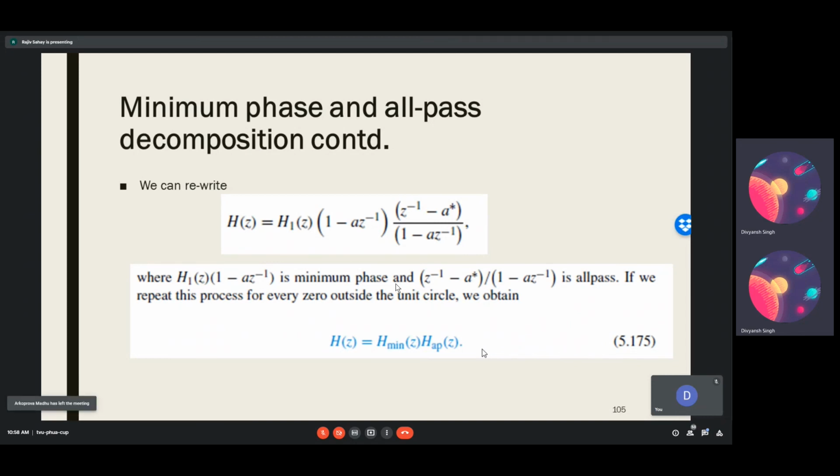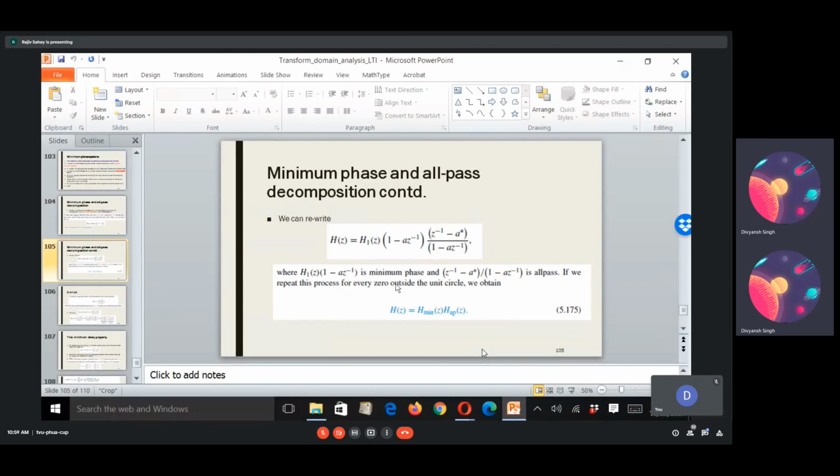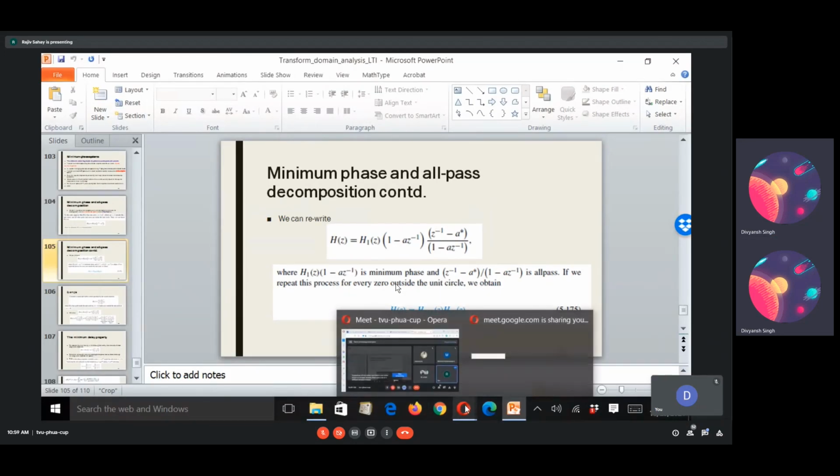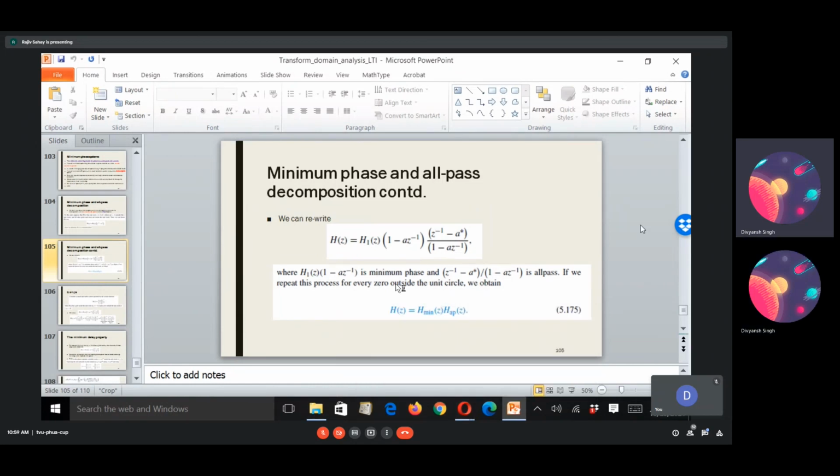So why is this called a minimum phase system? That we should understand. So actually it is a minimum phase lag or a minimum group delay system. This particular chapter leads to a lot of interview questions. So anyone who is appearing in interviews of DSP or anything, you be aware.